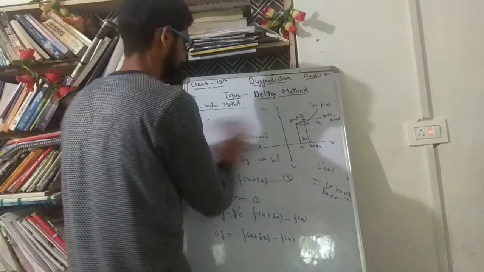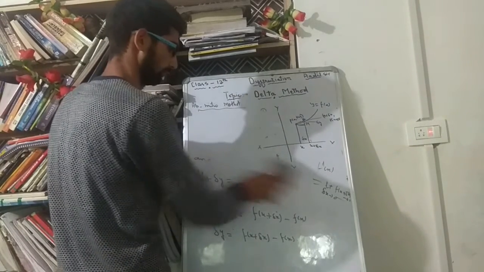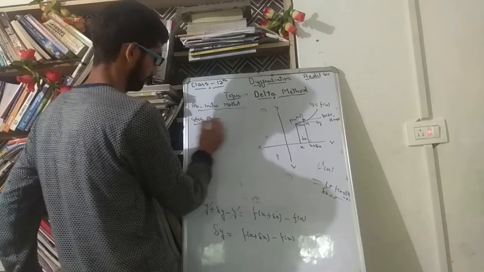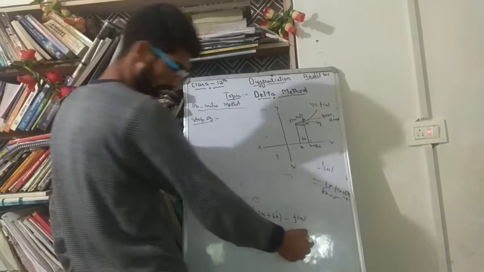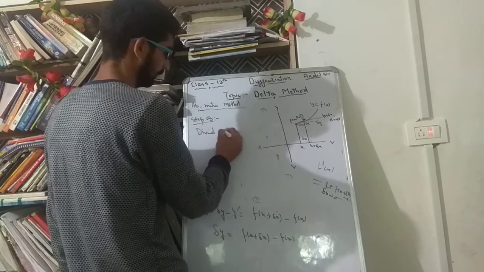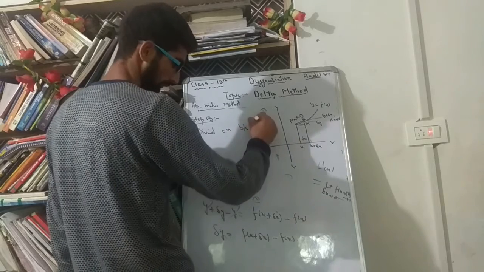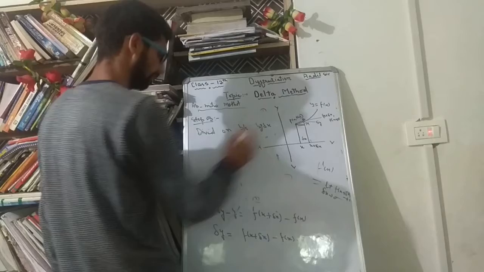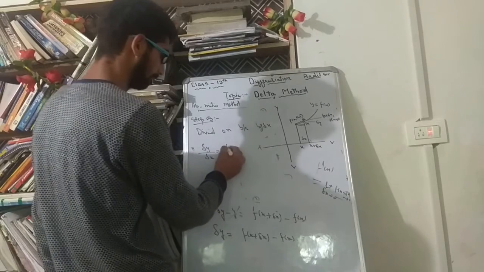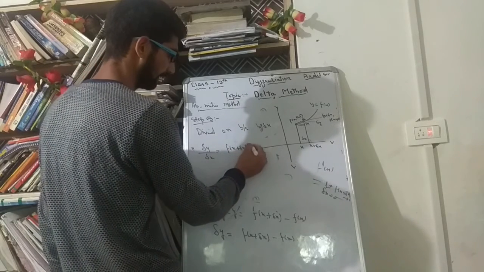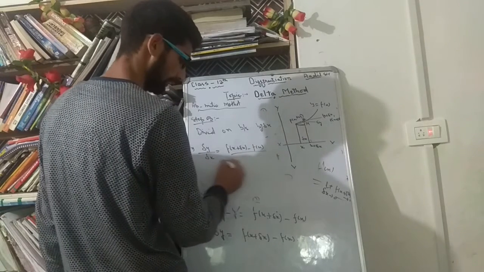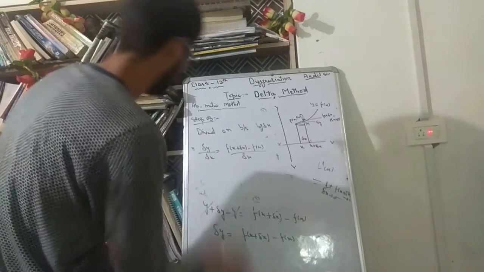Now step 4. Step 3, you have to divide this equation by del x on both sides. So divide on both sides by del x. What will we get? We will get del y divided by del x equals f of x plus del x minus f of x divided by del x. So this is up to here.